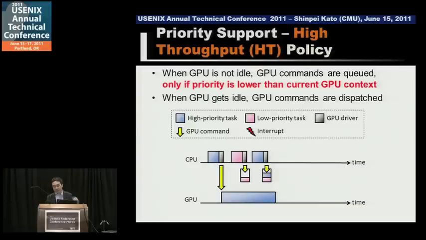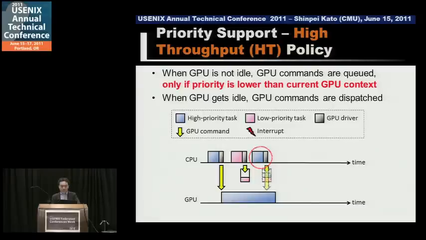And in order to reduce this scheduling overhead, TimeGraph supports another scheduling policy, which is called the high throughput policy. This policy modifies the aforementioned predictable response time policy to enqueue the GPU commands only if their priority is lower than the current GPU context. So for example, we do not really have to enqueue the GPU commands of the high priority task because at this moment, the current GPU context is at the same priority level as the incoming GPU command.